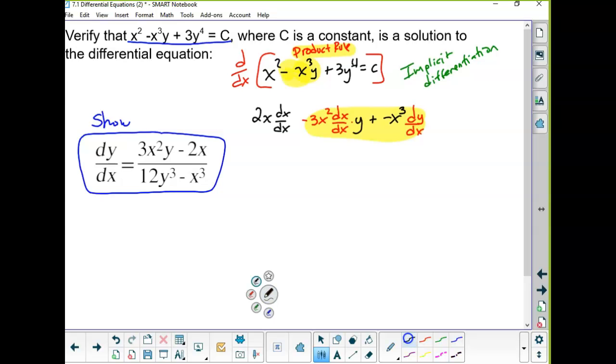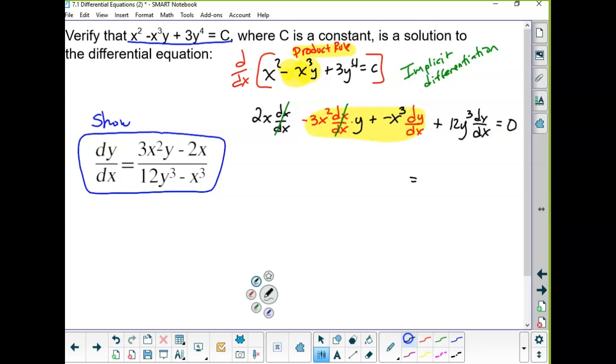And then the last part, what's the derivative of 3y to the fourth? That's 12y to the third dy dx. And then the derivative of the plus c is 0. And then remember, dx's over dx's reduce out. So those are going to move over to the other side.